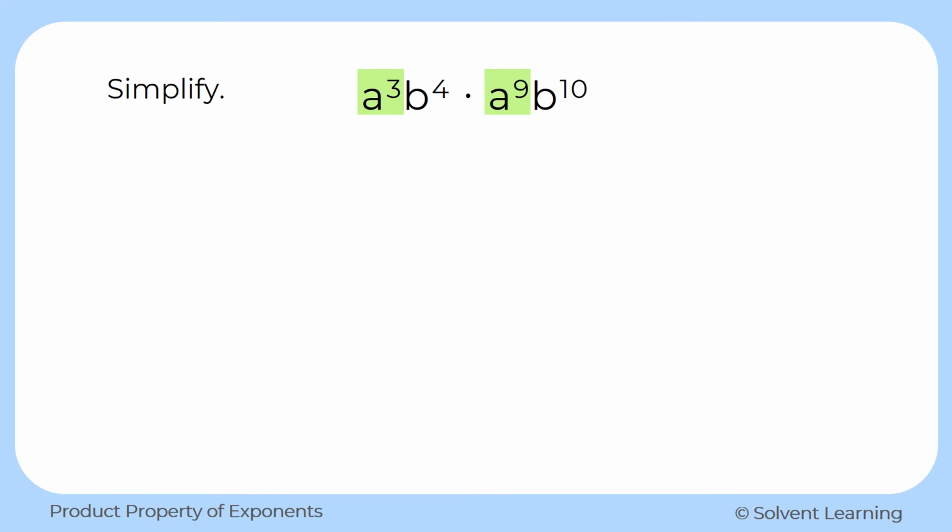We can combine these two parts because they do have the same base of a. So we're going to keep the base the same and add the exponents. So that part becomes a raised to 3 plus 9.